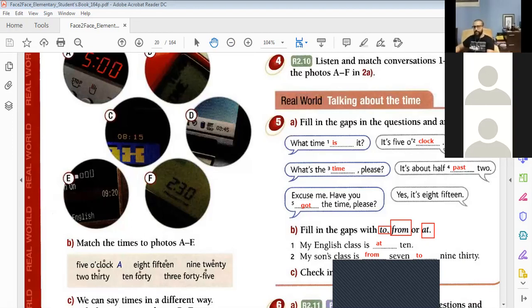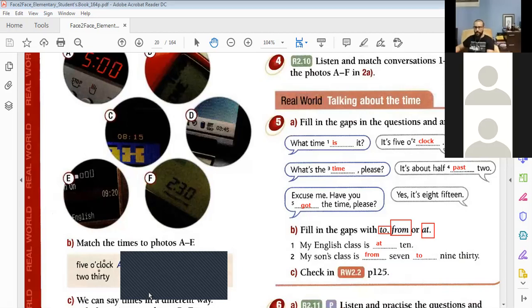Recording 2.11. What time is it? It's 5 o'clock.